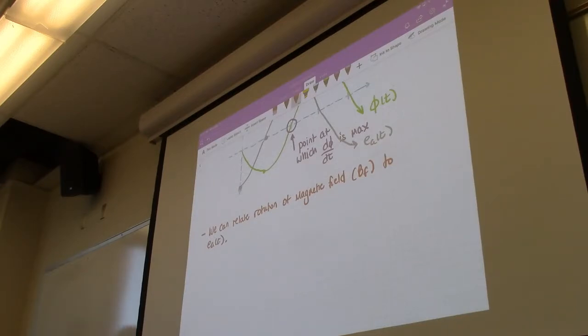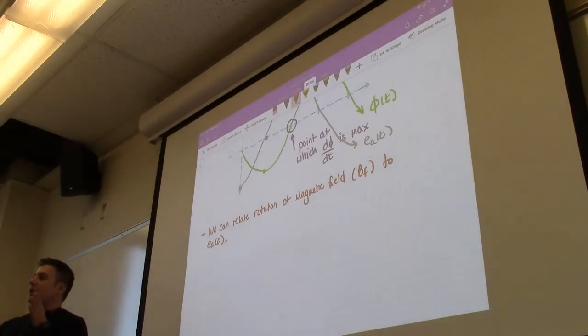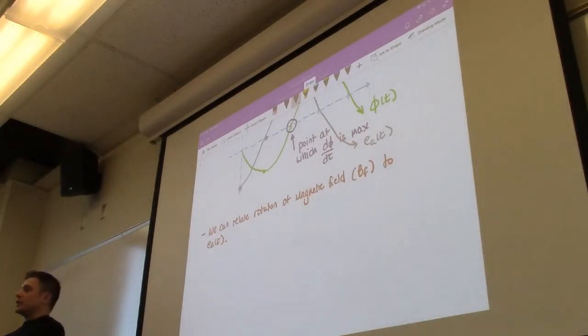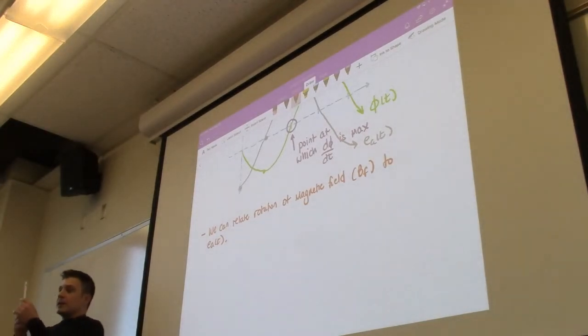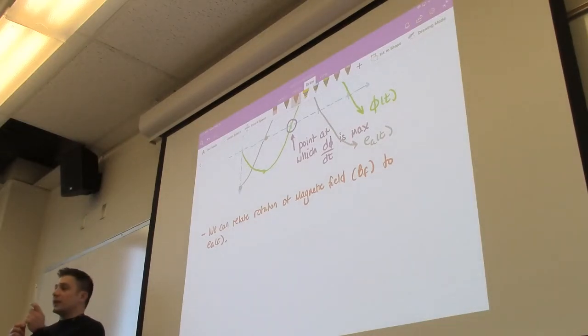So what we're going to do now is try to include the rotation of the magnetic field. I know we've been talking about the flux linkages and the rate of change of flux, but all of that really has to do with the rotation of the magnetic field. The flux linkages are maximum when the magnetic field is lined up. The flux linkages are minimal when the magnetic field is perpendicular. So it makes sense to try to relate this back to the angle of the magnetic field.